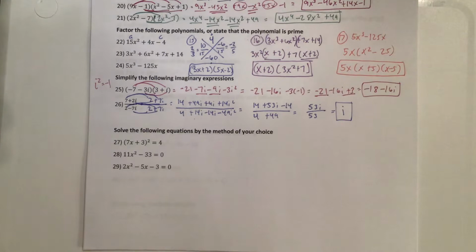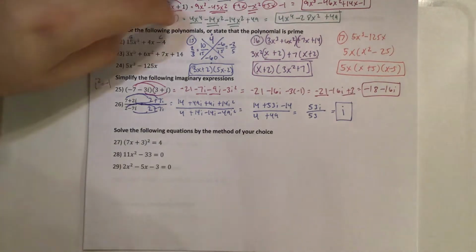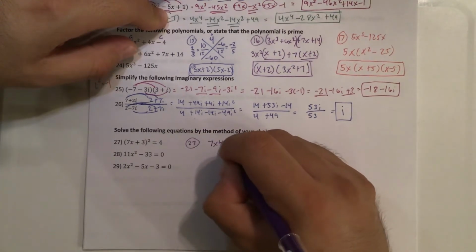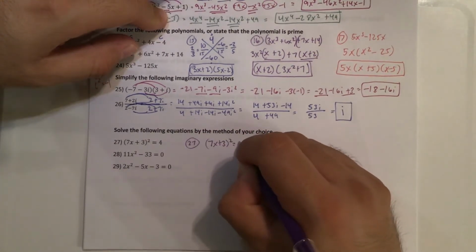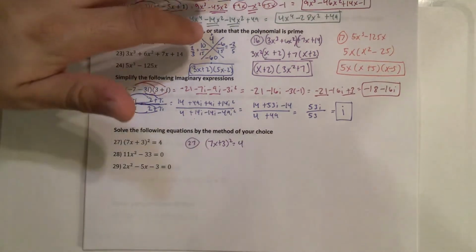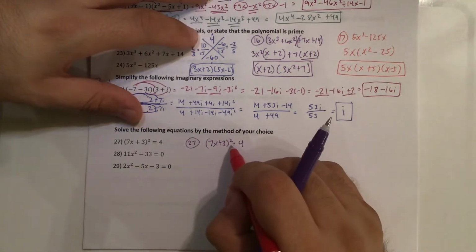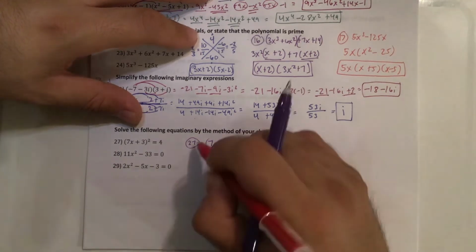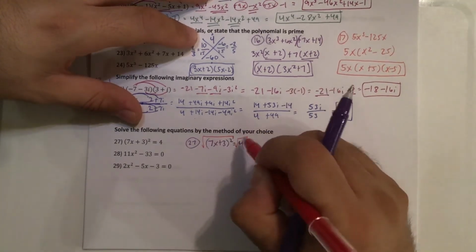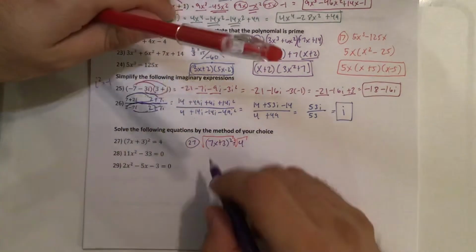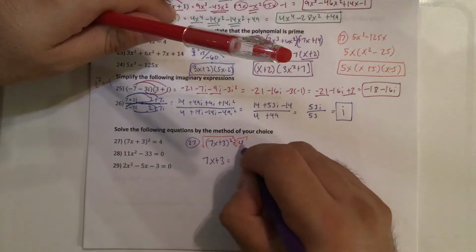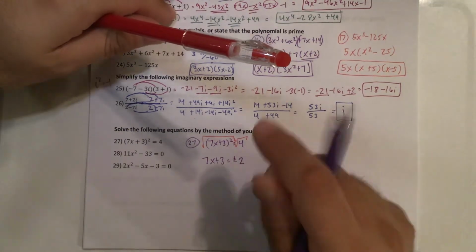All right, for 27 through 29, it says to solve it using your method choice. So for 27, I'm going to solve it by square roots. So we have (7x + 3) squared is equal to 4. So we're doing PEMDAS backwards. There's no addition or subtraction outside the parentheses. There's no multiplication or division, but we do have an exponent of 2, so we take the square root of both sides, and we have a plus or minus immediately. So the square root and square cancel out, leaving us with 7x + 3. The square root of 4 is plus or minus 2.